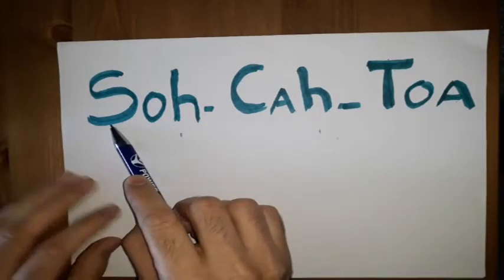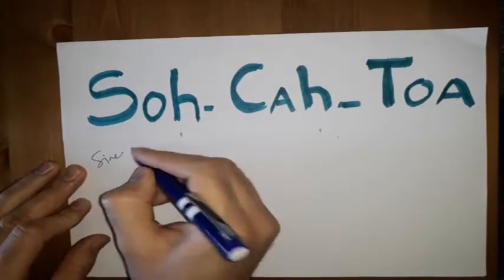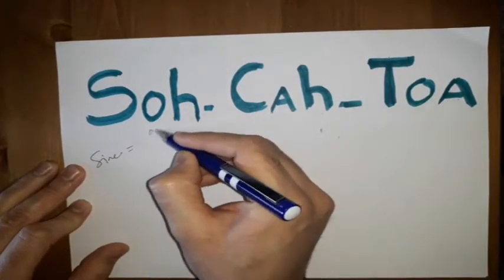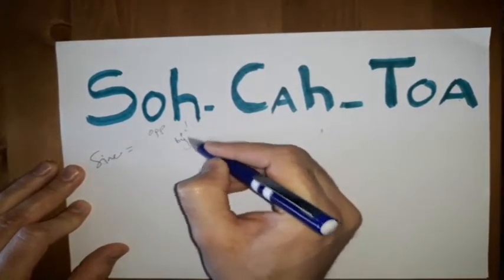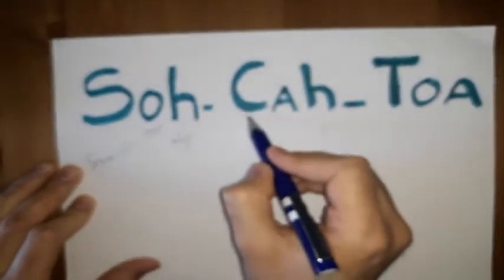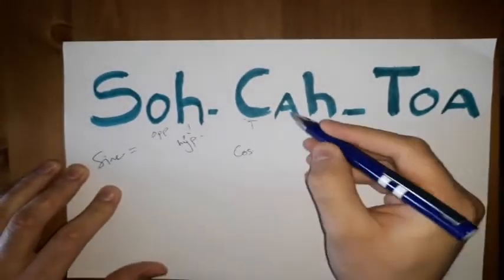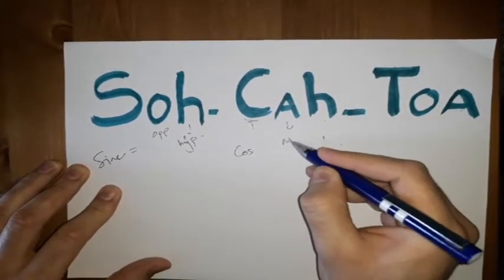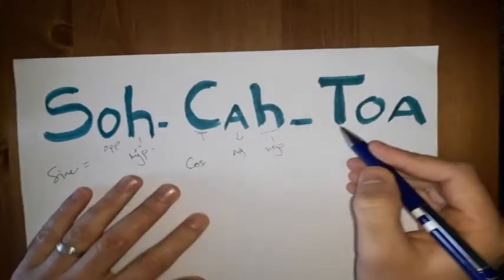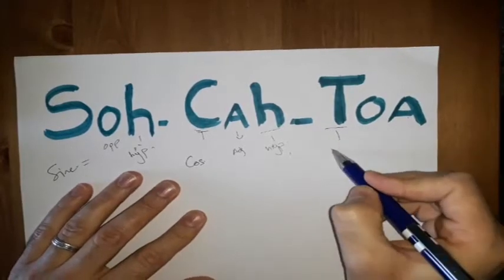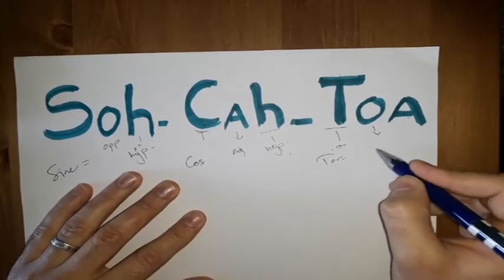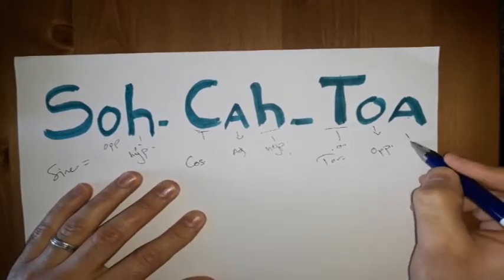S stands for sine, right? Sine equals opposite over hypotenuse. O is for opposite, H is for hypotenuse. Then CAH: C stands for cosine, A is adjacent, and H is again hypotenuse. TOA: T is for tangent, O is for opposite, and A is for adjacent.